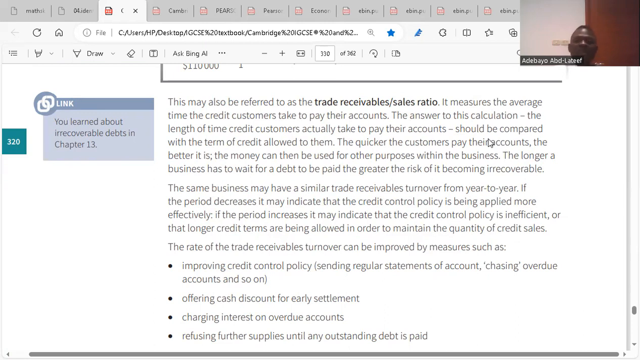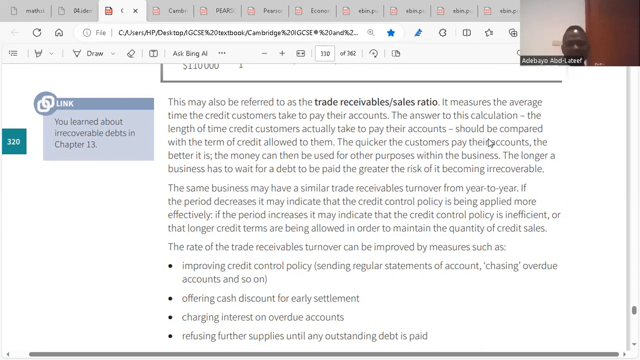They said this may also be referred to as the sales ratio. It measures the average time the credit customers take to pay their accounts. The answer to this calculation, the length of time credit customers actually take to pay their accounts, should be compared with the time of credit allowed to them. The quicker the customer pays the accounts, the better it is. The money can then be used for other purposes within the business. The longer a business has to wait for a debt to be paid, the greater the risk of it becoming irrecoverable. So trade receivable turnover is the same as the sales ratio, which means the time lapse between customers buying on credit and paying.